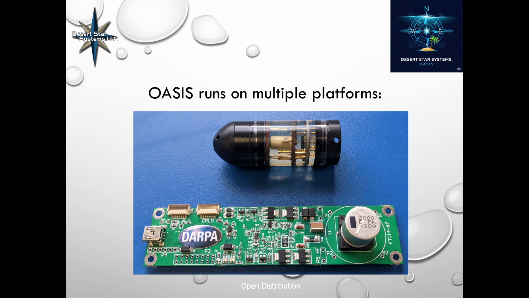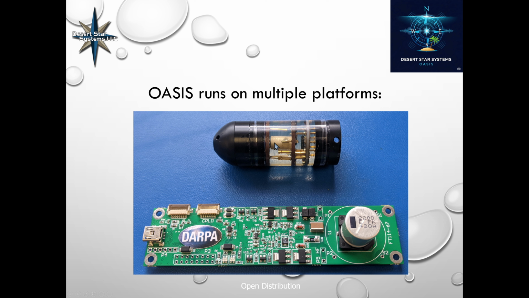OASIS as an architecture can actually run on multiple platforms. Here we are looking at the board level. This is a board called the EM60, and we will see it showing up in a lot of our videos. It's 5 inches long, and the width is an inch and a half or something like that. It's sitting next to a payload section for a satellite reporting tag. You can see it's all potted. It's a very, very tiny implementation of OASIS.